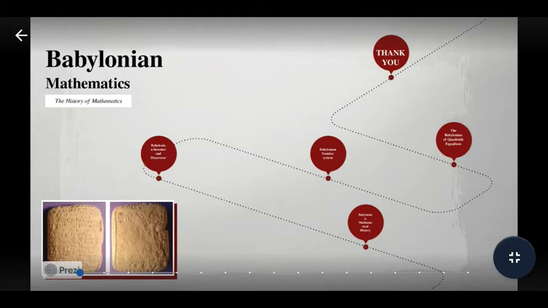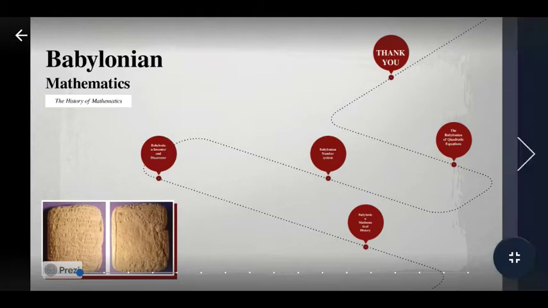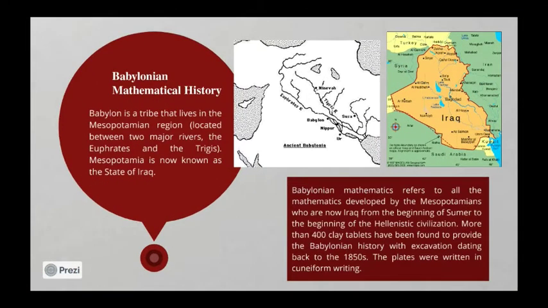The material that I will present is Babylonian mathematics. Okay, first I will discuss the history of Babylonian mathematics. Babylonian is a tribe that lived in the Mesopotamian region, located between two major rivers, the Euphrates and the Tigris.